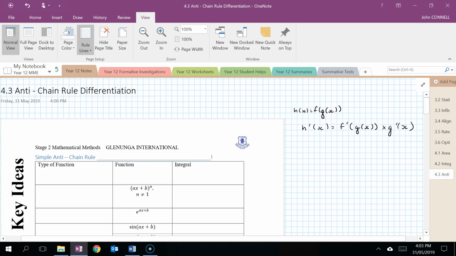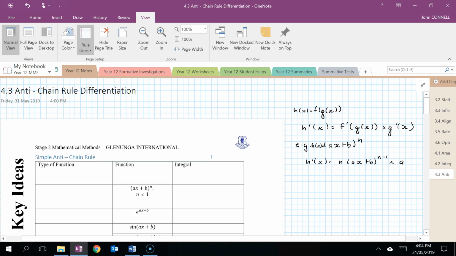Now, an example of that is where we had a linear function inside, so a polynomial, but only where the highest power was 1. So it might be something like ax plus b to the power of n. If that was h of x, then the derivative h dash of x was, we multiplied down that n, and then we took one off the power and multiplied by the derivative of the inside, which is a.